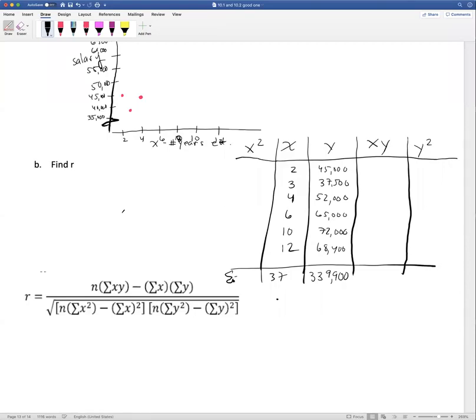Okay, x squared for this column. Again, I'm doing it in a weird order. It's okay. So 2 squared, 3 squared, 4 squared, 6 squared, 10 squared, 12 squared. Let's find the sum of these guys: 144 plus 100 plus 36 plus 16 plus 9 plus 4, 309.